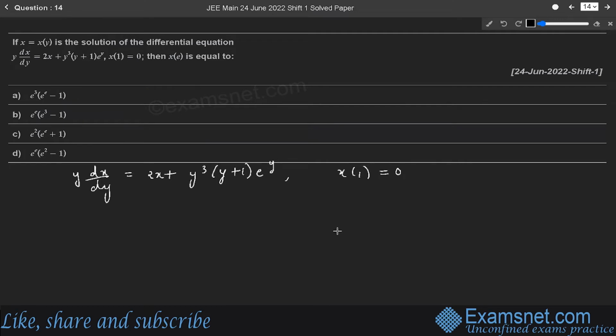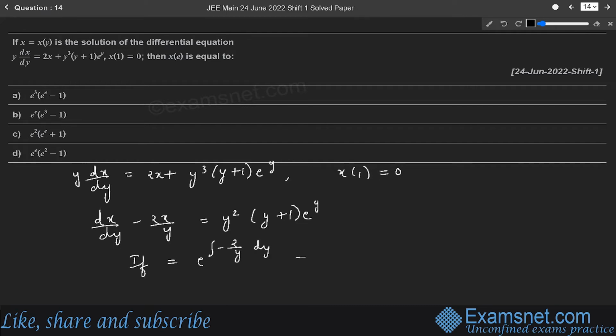See, the given equation can also be written as dx upon dy minus 2x upon y will be equal to y square into (y plus 1) e power y. Now, the integrating factor is e power integral of minus 2 by y dy, so it will be equal to e power minus 2 log y, which will be equal to 1 upon y square.